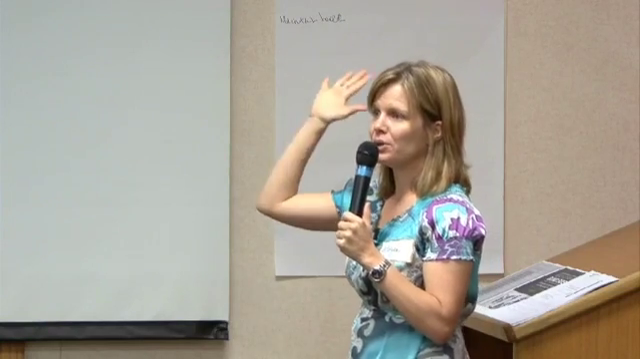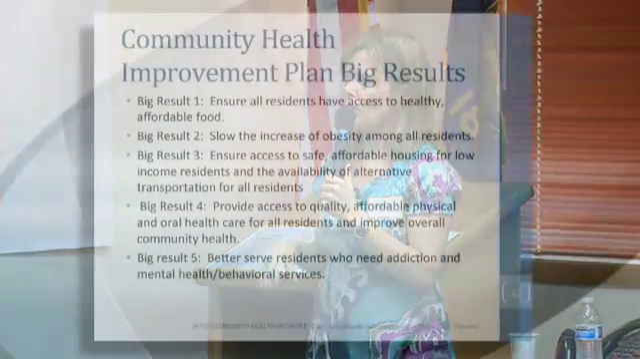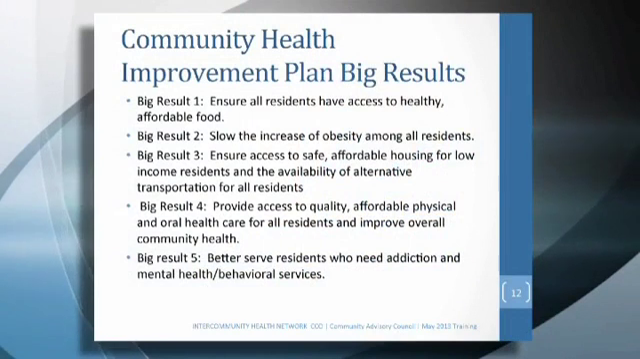So we formed 5 work groups. And we had many people go to all 5. We had 5 work groups that took on the task of starting to identify who is most impacted, why, and what is already happening in our community to address these issues, and what could we do next. And that's part of the CHIP that you're going to see. This was a very collaborative process. What I'm going to share with you right now is just what we did with number 2, slow the increase of obesity among all residents, to give you a sense of the CHA and the CHIP process.